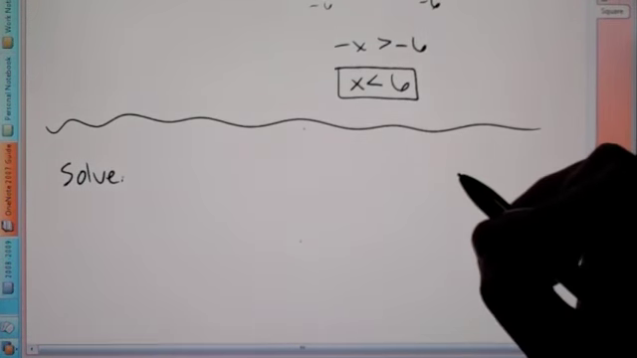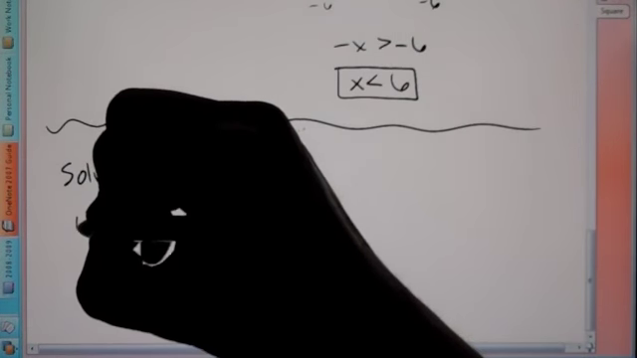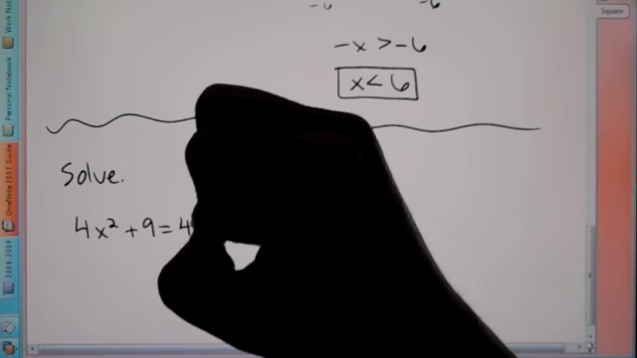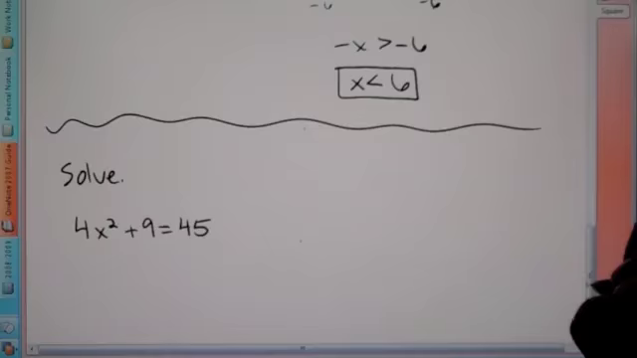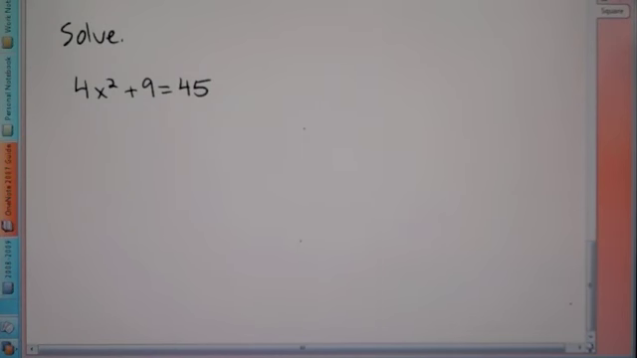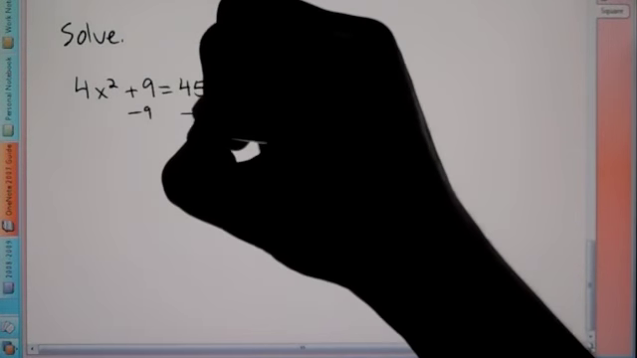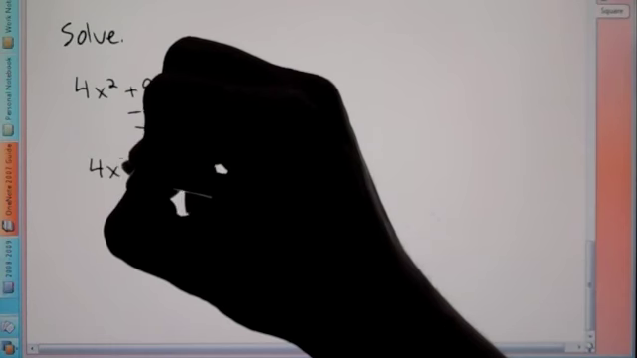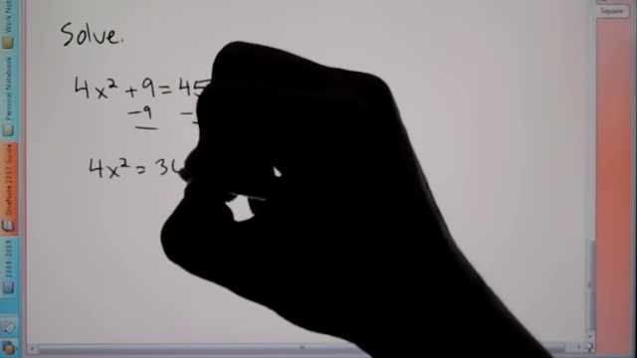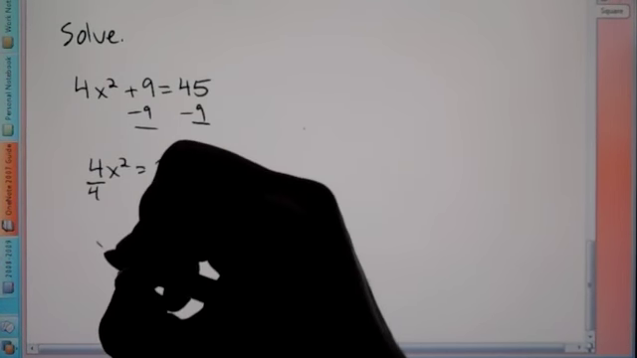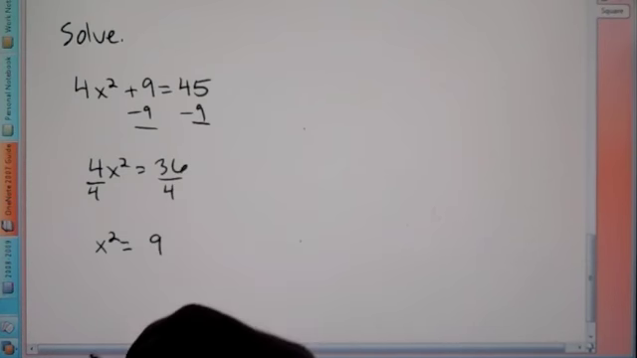Solve. Okay, so we're going to solve each equation. So if I were to give you this, 4x squared plus 9 equals 45. Now when you're given a problem like this, you don't want to root anything until it's by itself, until you get the x squared by itself. So first we're going to move the 9. So you get 4x squared equals 36. Then we divide by 4. X squared is equal to 9.